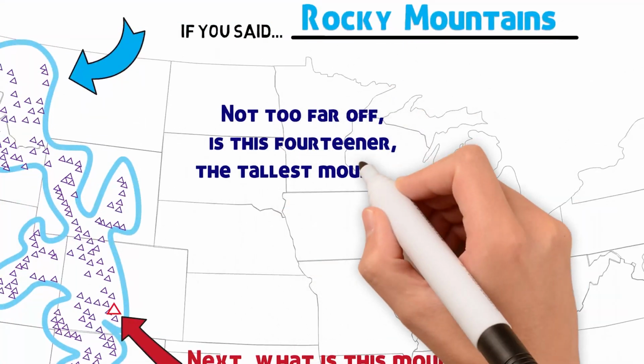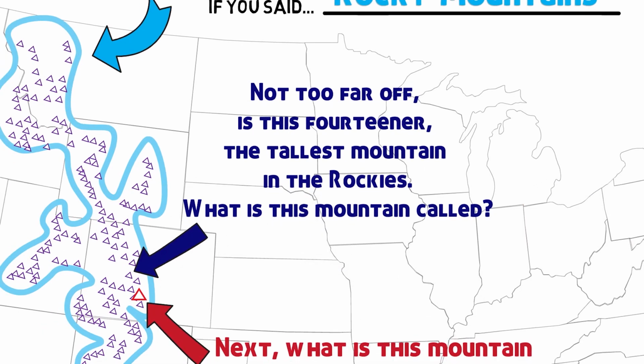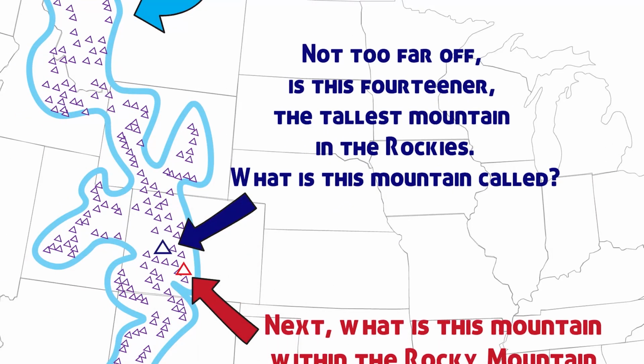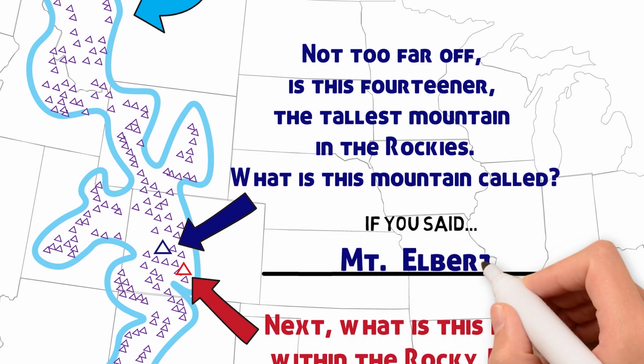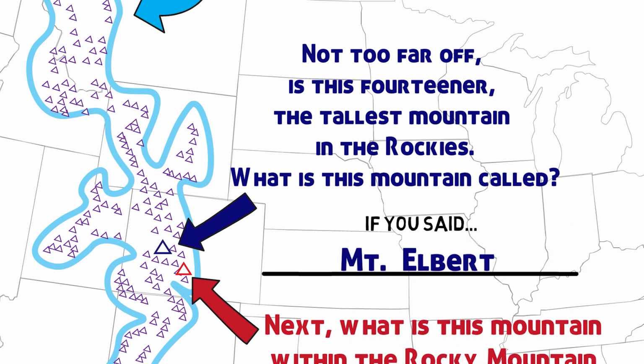Not too far off is this 14er, the tallest mountain in the Rockies. What is this mountain called? If you said Mount Elbert, you would be right.